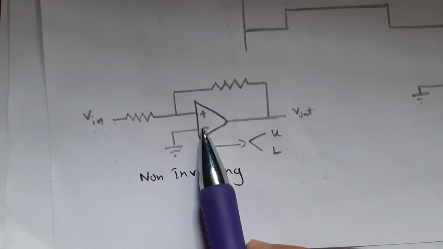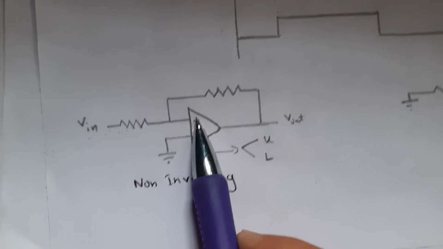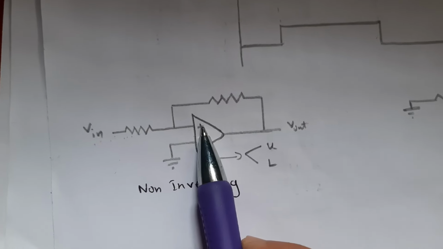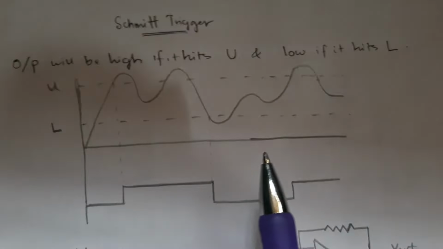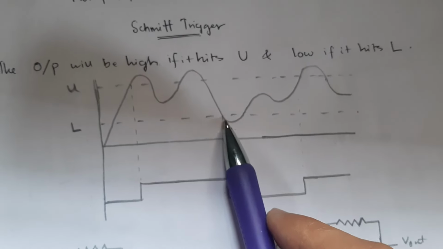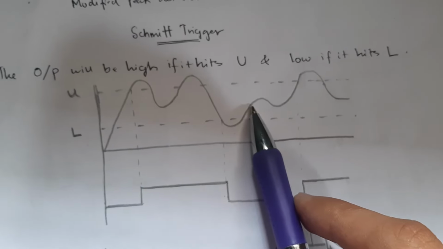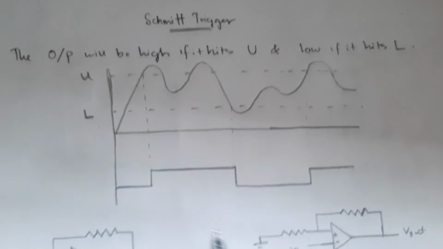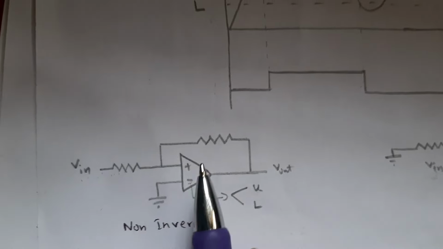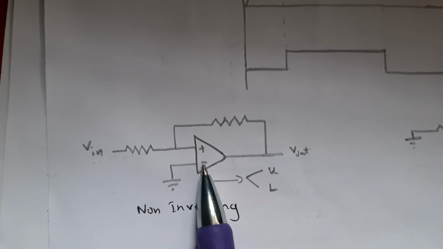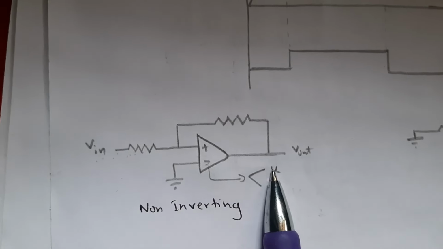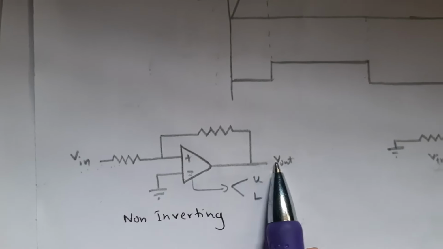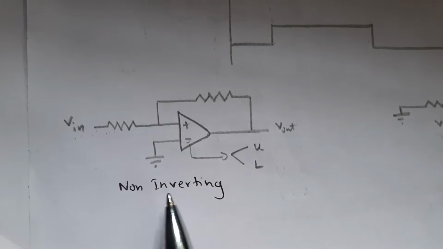If it is L only, what will happen? If it crosses L, the output will become high. But that's not the case. See here, V in became more than L, but the output is still low only. So this is the speciality of the Schmitt trigger. Only if it hits U should it become high. So this gets shifted to U. When V in again becomes U, meaning high value, then the output will be high. That's the working of non-inverting.